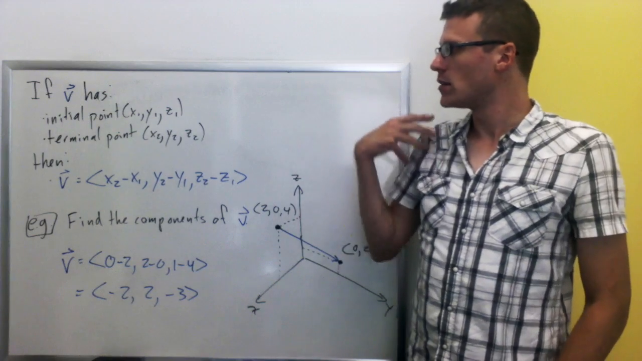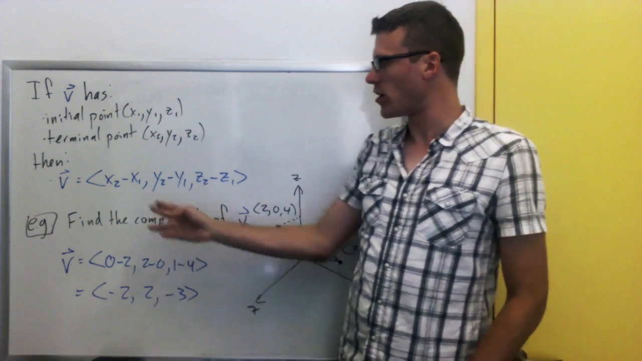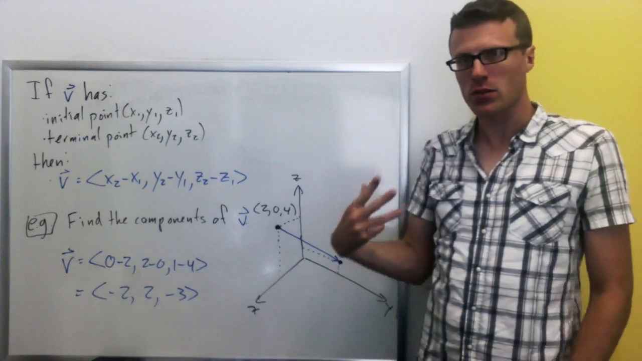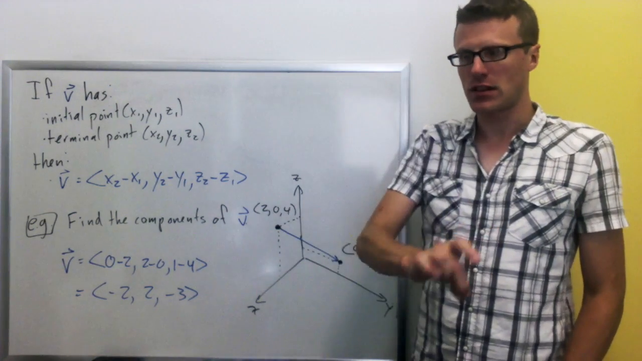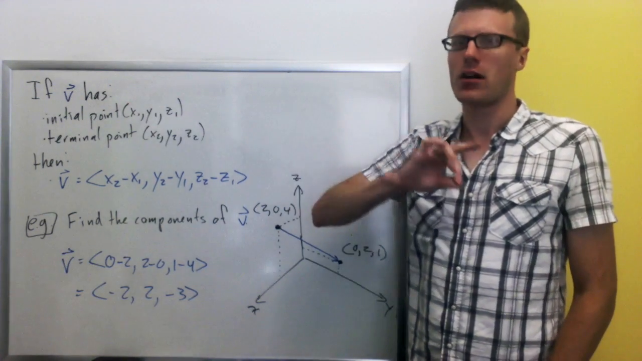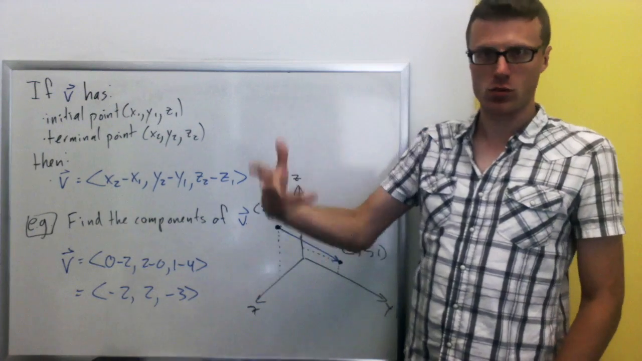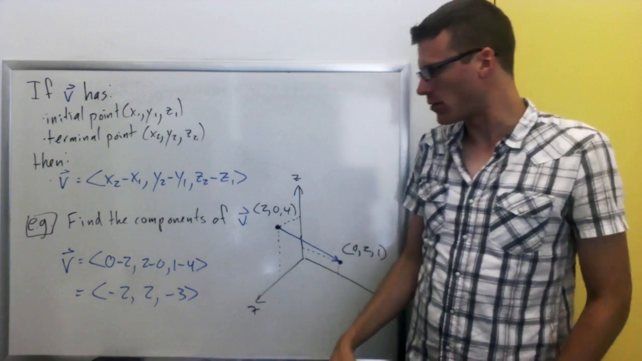So really, this is just saying what is the change in each of the coordinates, because that's what a vector cares about. We started here, we're over here now. How did each of these coordinates change? Those are the components of the vector.